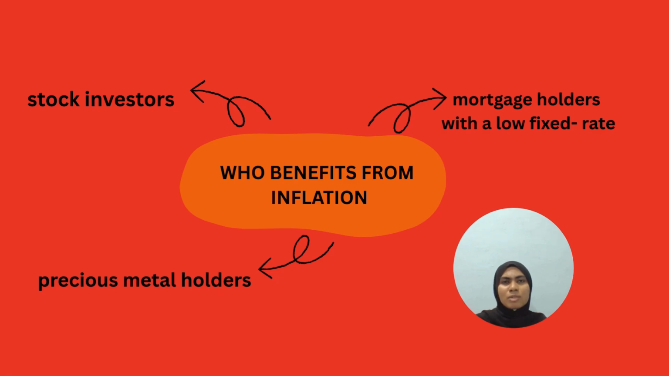Lastly is precious metal holders. People who hold precious metals, such as gold or silver, also benefit from inflation. Precious metals are known as an inflation hedge. This means they tend to hold their value even when the value of currency decreases. Historically, gold often increases in price when inflation rises.